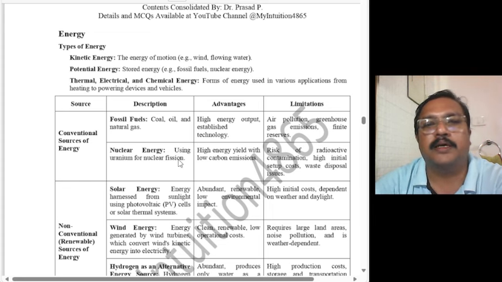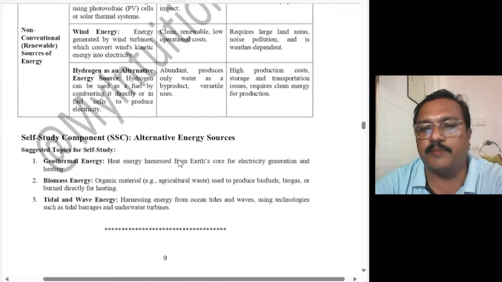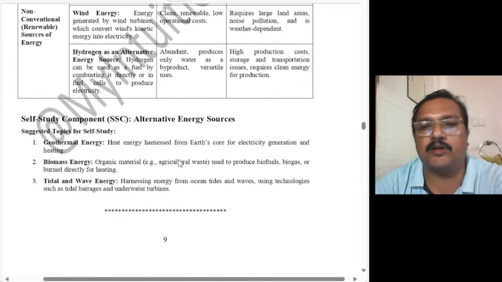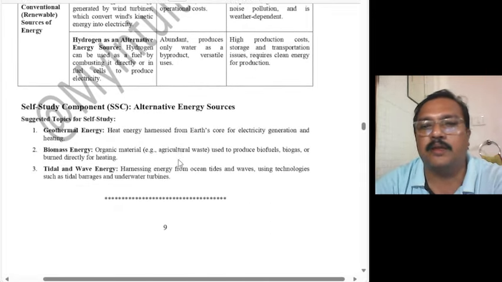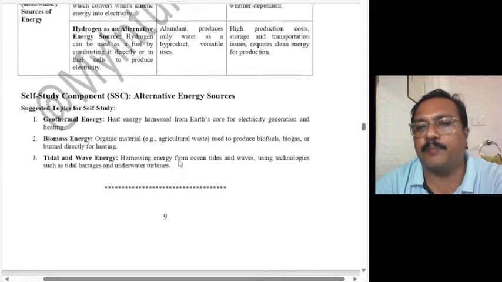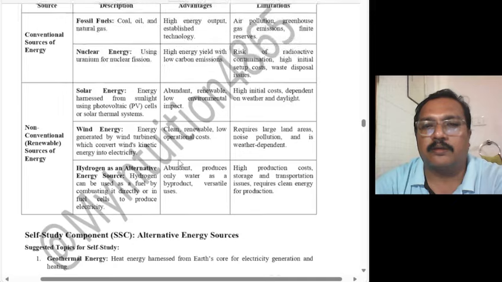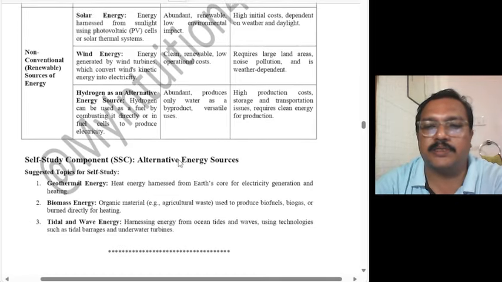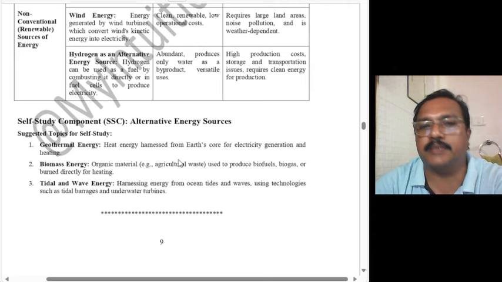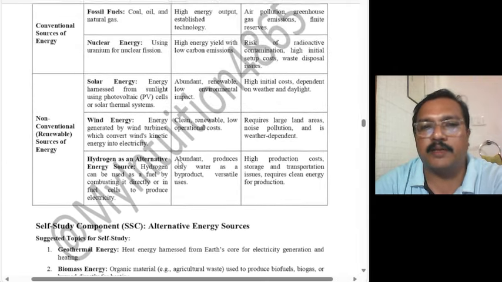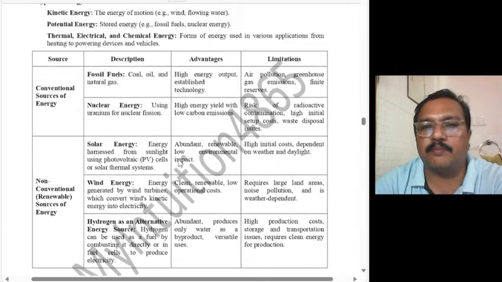So that's module 2 in brief, and there is a self-study component, alternative energy resources. I am suggesting topics for self-study like geothermal energy, biomass energy, and tidal and wave energy, which are very easy concepts that you can refer to and prepare yourself. I have made questions and CQs based on this, but whether it comes in the exam or not, that depends. But they are very simple topics, nothing too complicated.